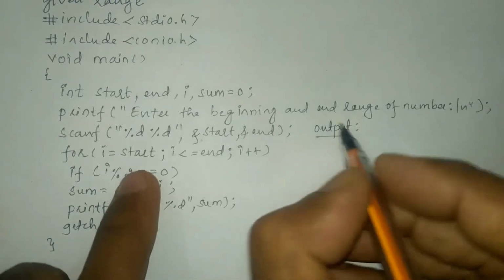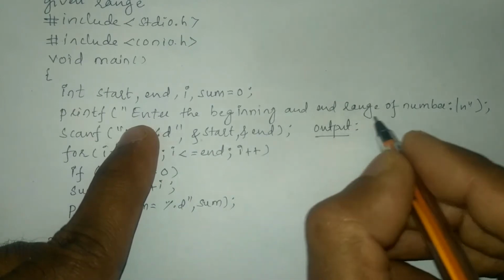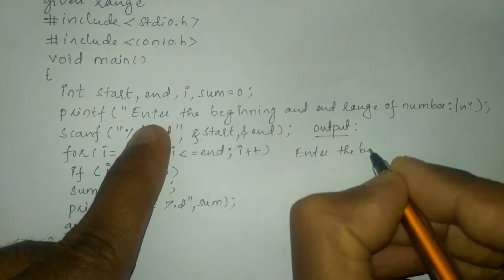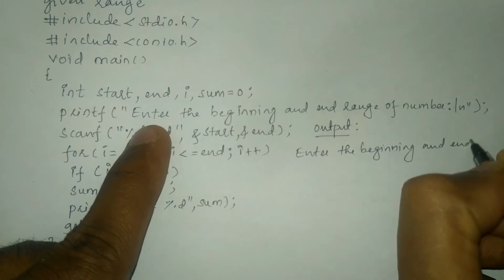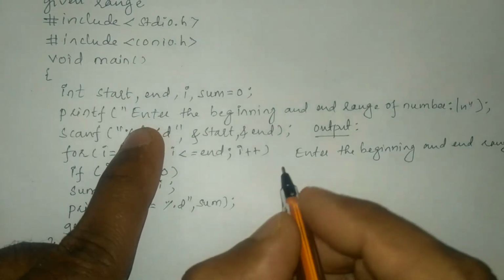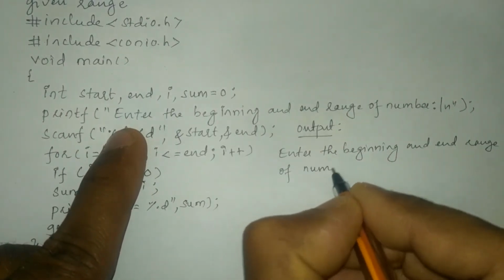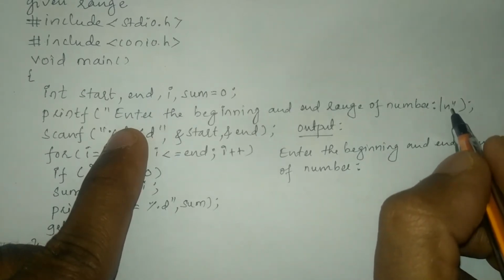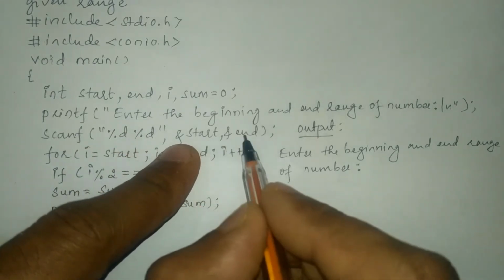So I'm going to write the output. Once we compile and run this program, it will ask the user to enter the beginning and end range of numbers. So it is going to print "Enter the beginning and end range of number". I don't have space to write over here, so I'm going to write it down. Just because of this \n escape sequence, the cursor will come down to the next line and it is going to receive values for both start and end.